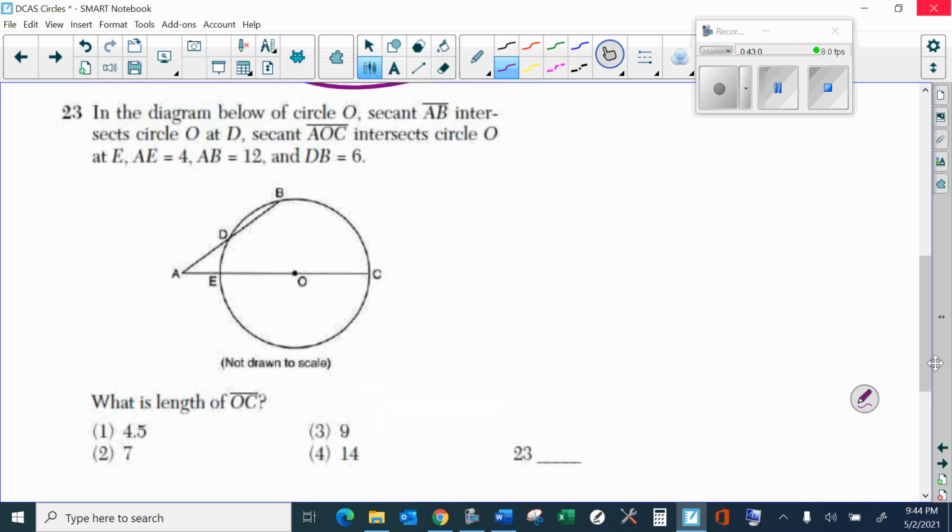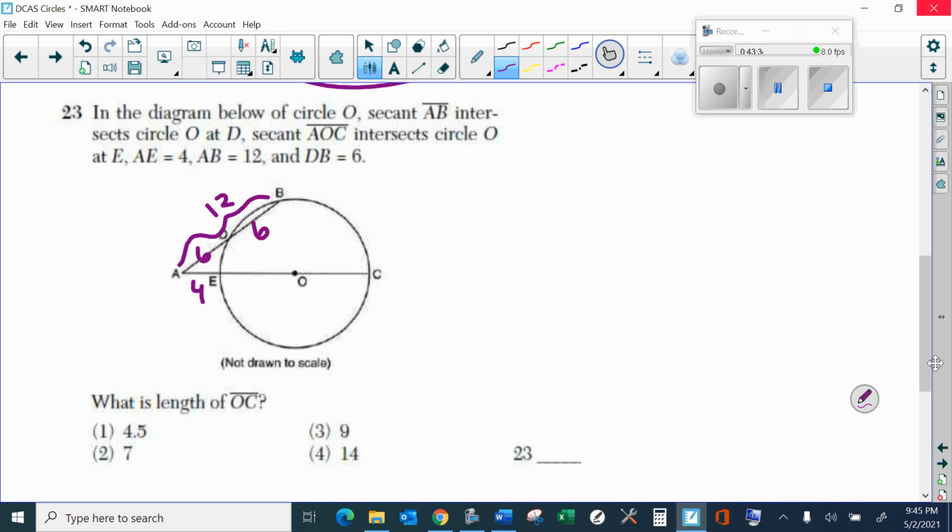We have 2 secants. Okay. AE is 4. AB is 12. DB is 6. So that makes this 6. What's the length of OC? Okay, OC is a radius. I know I can draw that. Oh no, that's not a tangent. Okay.